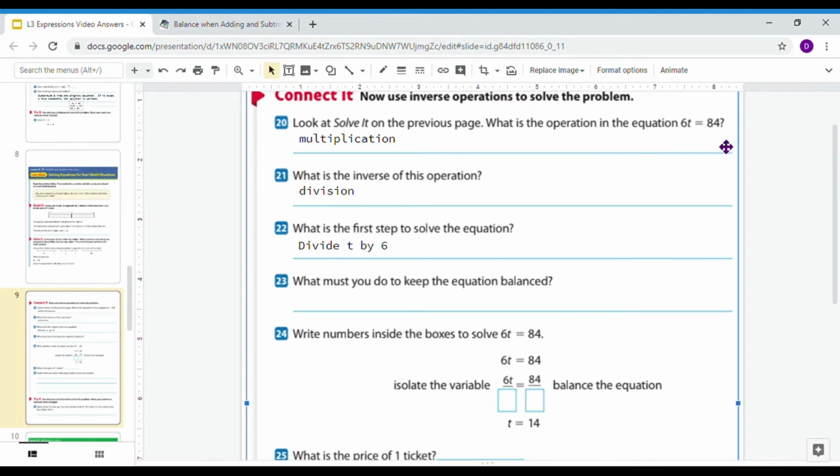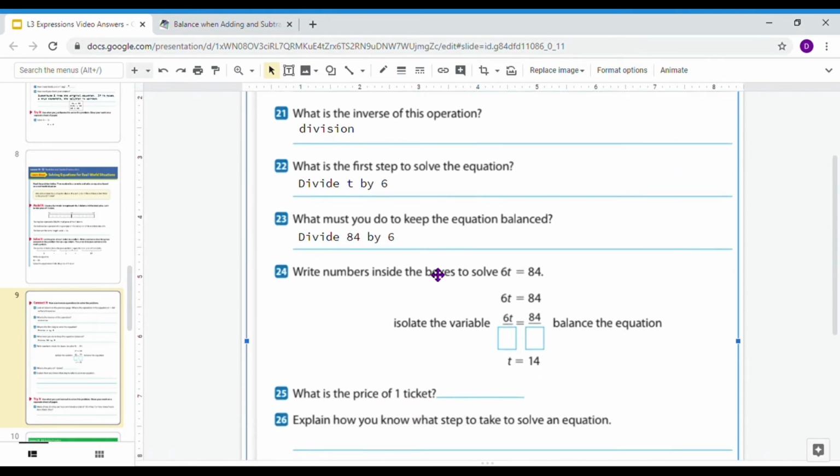So then if I divide t by 6, I'm going to have to divide my other side of the equal sign, 84, by 6. And looking at it this way is a little bit easier, especially for me. So if I see 6t equals 84, your first step is isolating the variable. So I need to divide 6t divided by 6. And then whatever I do to one side, I have to do to the other. So I've got 84 divided by 6 as well.